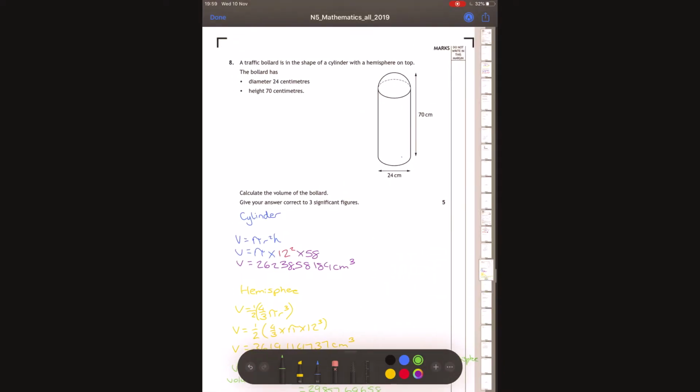The only challenge is you have to think about what formula you've been taught for volume, and then split whatever shape you're given into parts. And if you're doing a hemisphere, remember to half it.